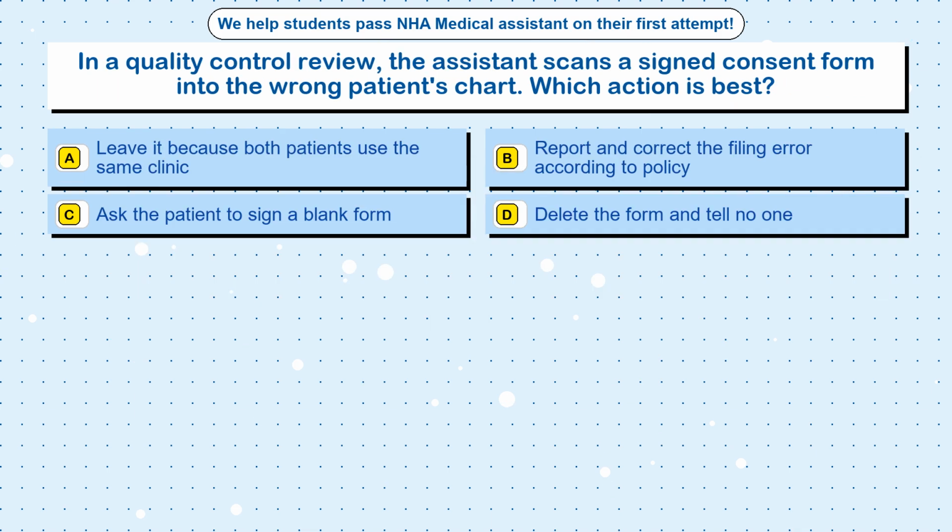Question 7. In a quality control review, the assistant scans a signed consent form into the wrong patient's chart. Which action is best? Option A. Leave it because both patients use the same clinic. Option B. Report and correct the filing error according to policy. Option C. Ask the patient to sign a blank form. Option D. Delete the form and tell no one.